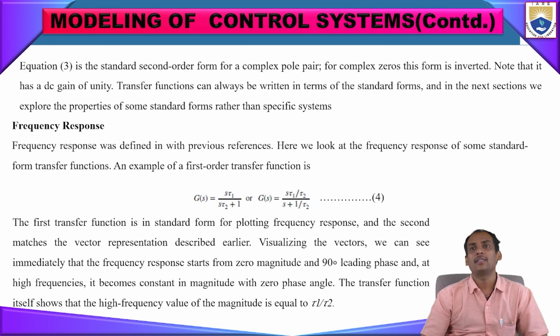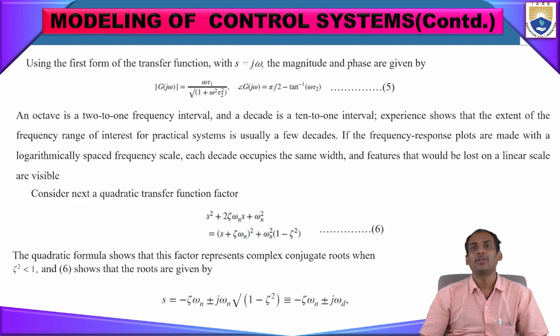So by visualizing the vectors, we can see immediately that the frequency response starts from 0 magnitude and 90 degrees leading phase, and at high frequencies it becomes a constant magnitude with a 0 phase angle. The transfer function itself shows that the high frequency value of magnitude is equal to tau 1 by tau 2.